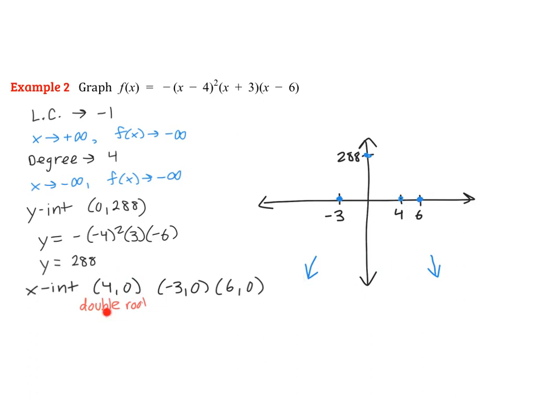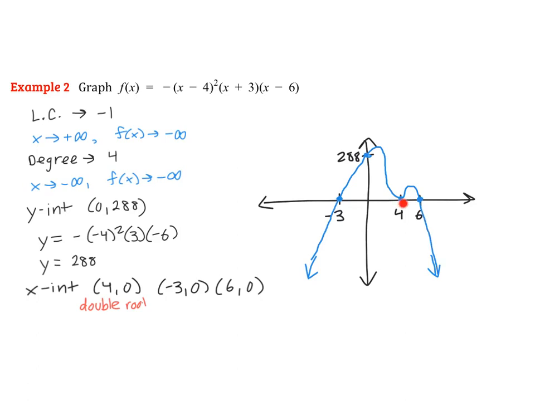However, we need to be careful with this double root. So remember, at the double root, so at 4, I'm not going to cross over. I'm actually going to touch and turn around. So let's see if this makes sense. So this one, it will go right through -3. It will go through my y-intercept. It will turn around eventually. It touches 4, turns around, and then goes back through 6.